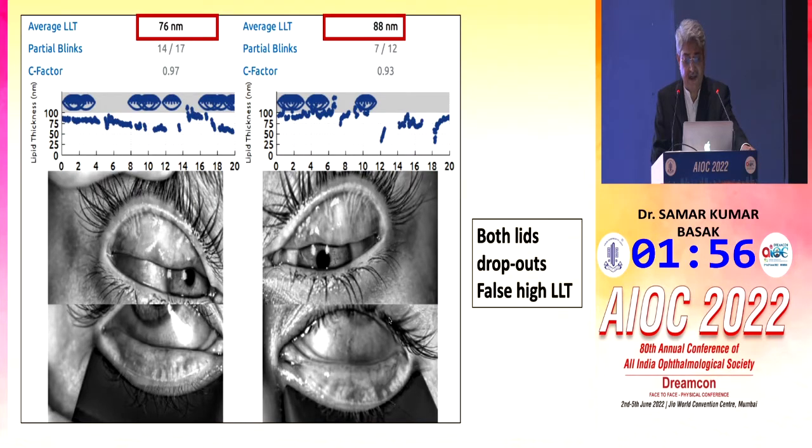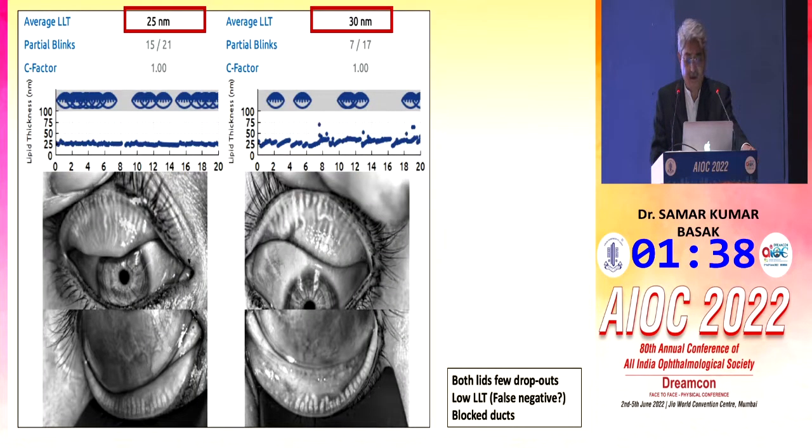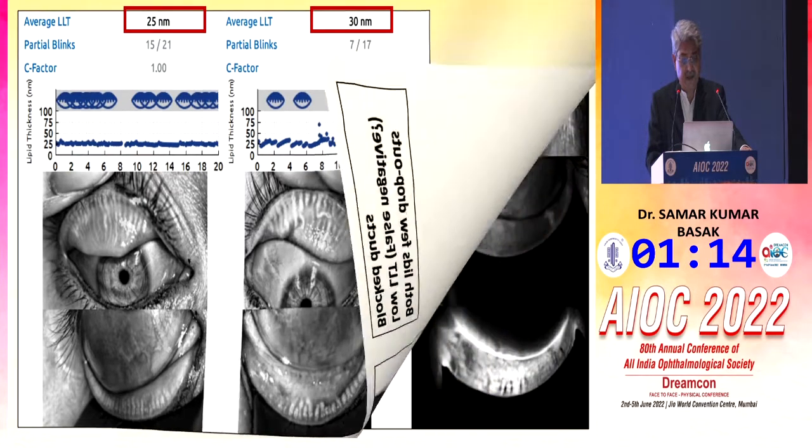Here you see that in both the lower lid and upper lid there is a dropout area, but there is a falsely high lipid layer thickness. Sometimes the patient squeezes their lid just before examination; at that time you may find a false lipid layer thickness. And this is another patient with relatively good glands, but otherwise you see a low LLT, 30 and 25. Again, it could be due to blocked glands, or we are still trying to understand what is happening in these eyes, why the machine is not giving.